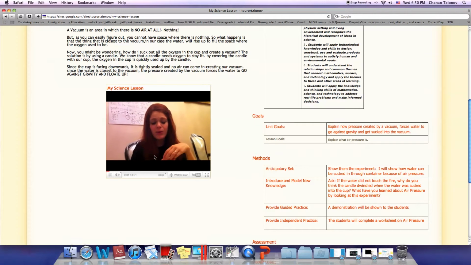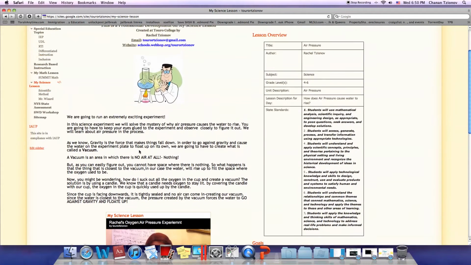Hello class, today we're going to run an extremely exciting experiment, where we are going to show you how to go against gravity by using air pressure. Now you can see more of the experiment.